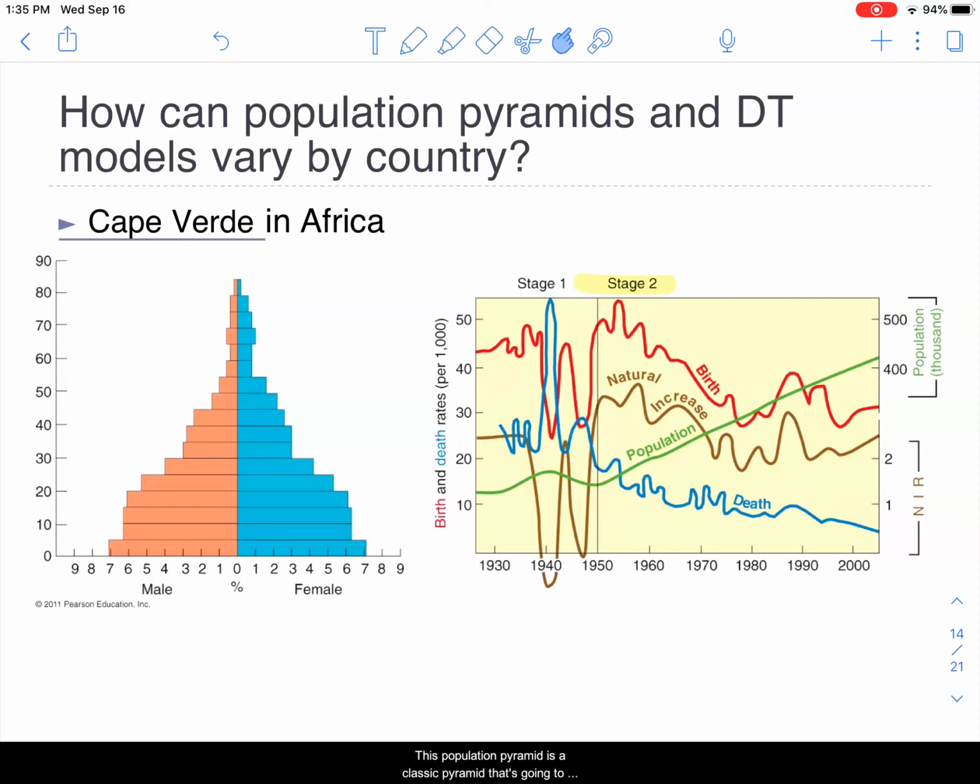This population pyramid is a classic pyramid that's going to show a country that's going to burst with population growth. Cape Verde, which is off the west coast of Africa, has a graphic where it's very narrow at the top and widest at the bottom. It has a very young population, which means they're very likely to reproduce more and more people. Life expectancy in Cape Verde obviously isn't as high as you might find in other parts of the world. And so a country with this classic pyramid shape is considered to be part of stage 2, where the birth rate's still high, the death rate's on the decline, and population is growing.